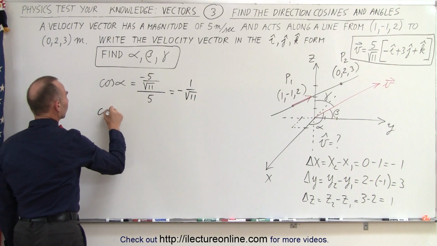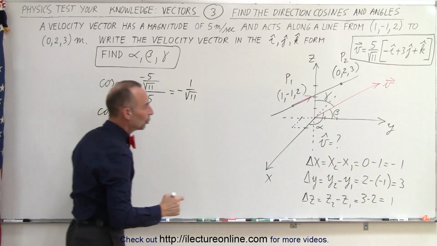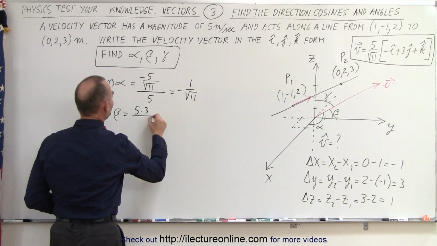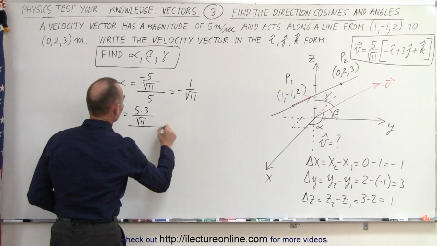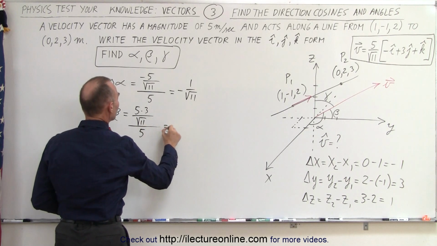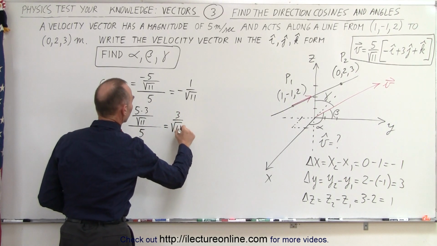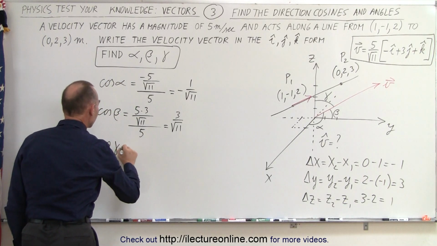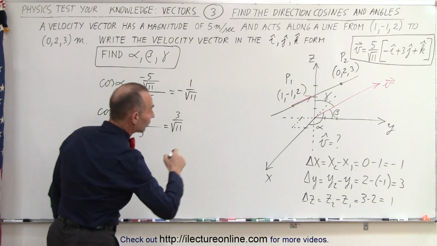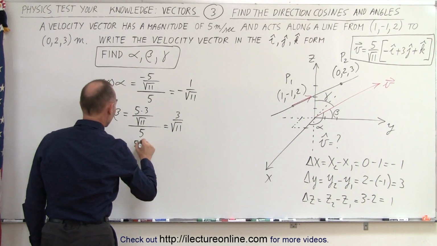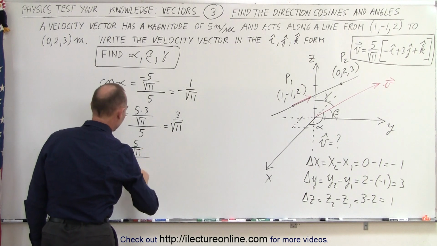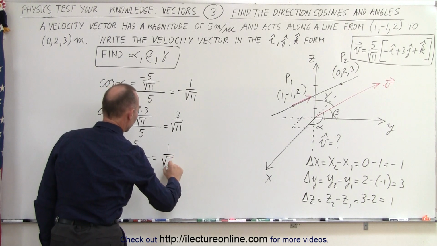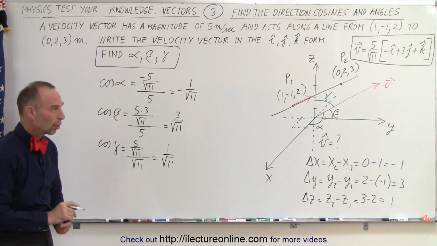When we find the direction cosine of beta, that is equal to the component, 5 times 3 divided by the square root of 11, and we need to divide that by the magnitude of the vector, 5, which means it's equal to 3 divided by the square root of 11. And finally, the cosine of gamma is equal to the component, 5 divided by the square root of 11, divided by 5, which is equal to 1 over the square root of 11. So now we have our three direction cosines.